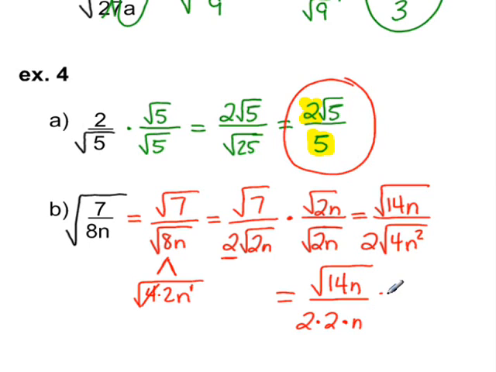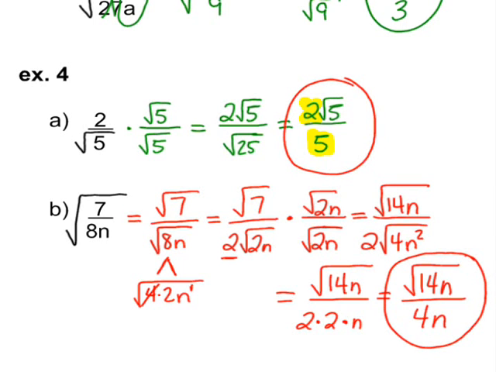The last thing to do is just simplify where we can, and the only thing that's going to simplify is our denominator. We're allowed to actually find the product. 2 times n is 4n. Since our 14n is underneath the radical and 4n is not, I can't simplify those, can't do anything with them, and we've gotten our answer.